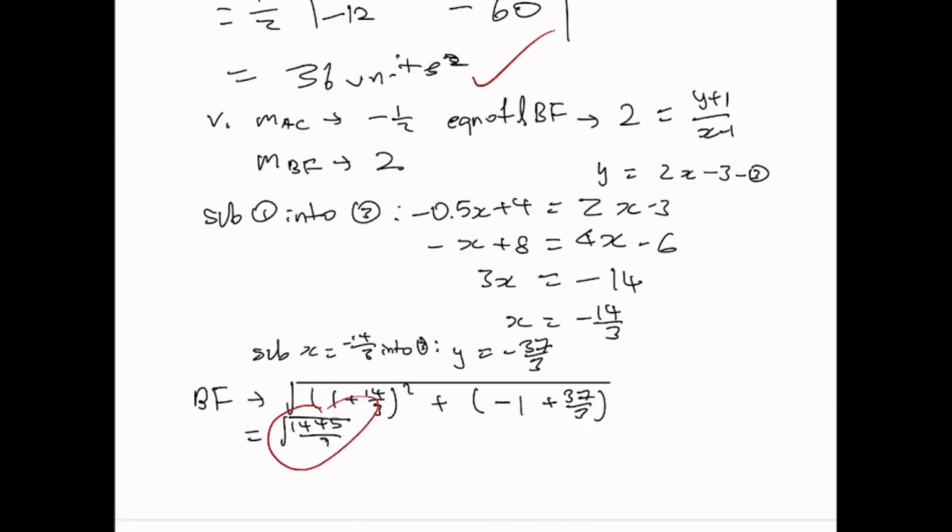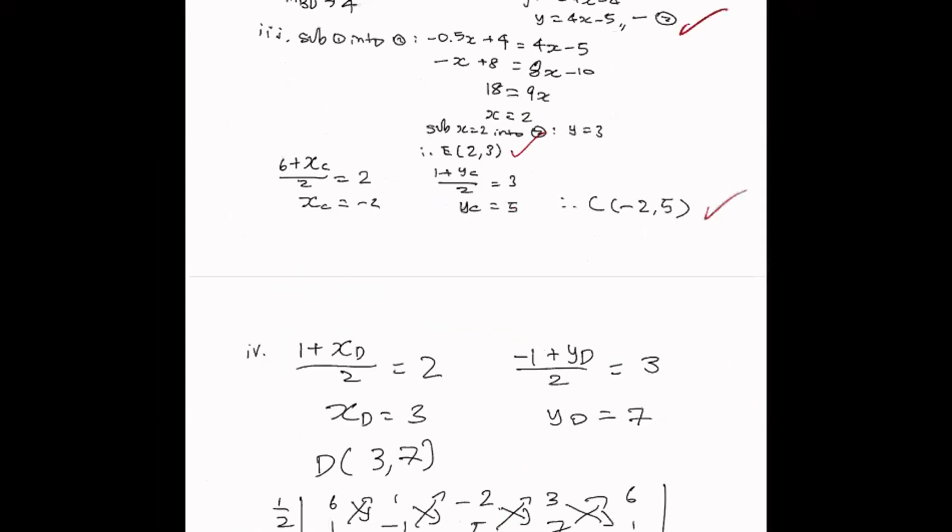I think it's a 9. Oh, it's a 9. Then I think I'm wrong. Yeah. Let me see. Bracket squared plus negative 1 plus 3 bracket squared. 1445 over 9. Okay, so something is wrong. Let me double check first. Yeah, because it doesn't match up with the answer.